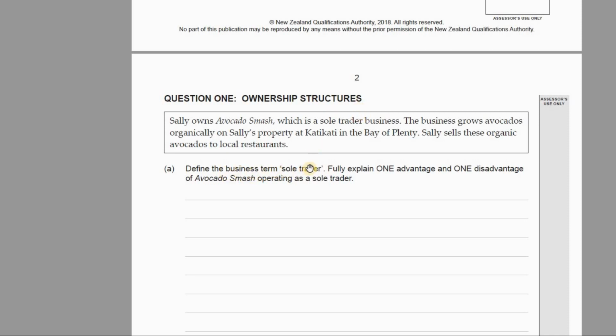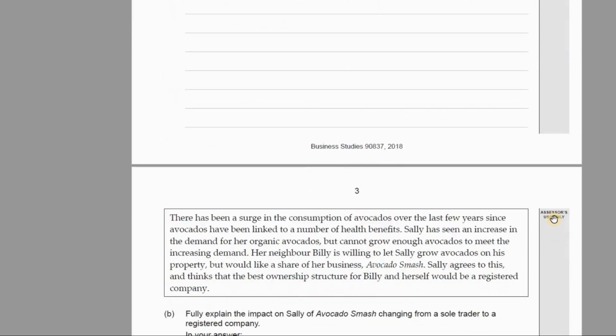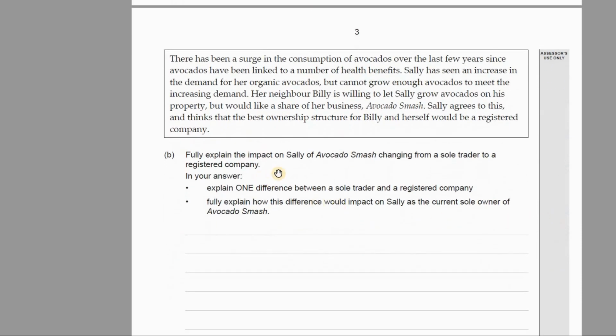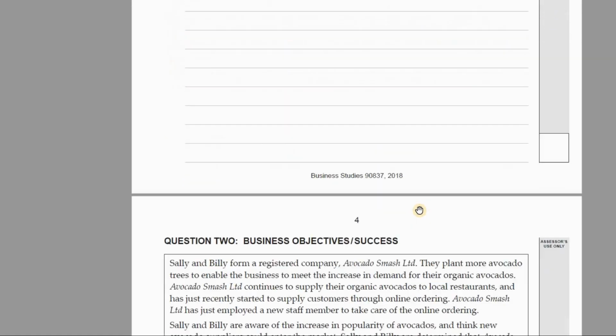I'm going to have to define what a sole trader is. I'm going to have to give an advantage and a disadvantage of being a sole trader. Now, if I keep going, you can see that I'm going to have to look at changing from a sole trader to a registered company. I'm going to have to explain one difference between a sole trader and a registered company. And I'm going to have to look at how that impacts Sally as the owner in this situation. So already I've got a good idea. I'm going to have to talk about ownership structures, specifically sole traders and registered companies.